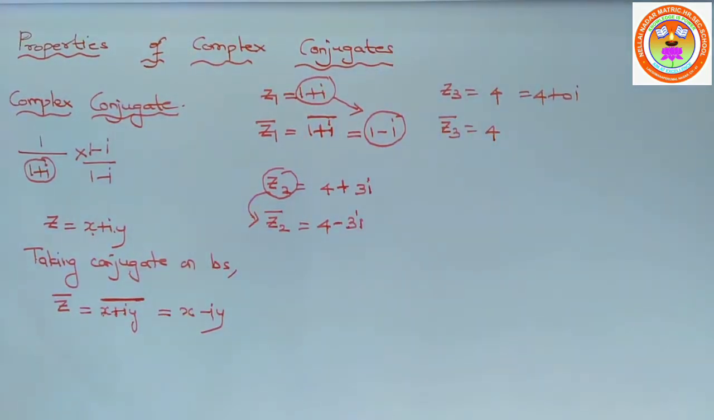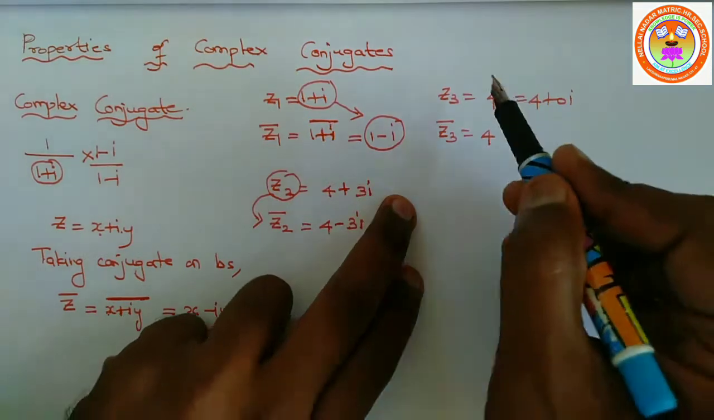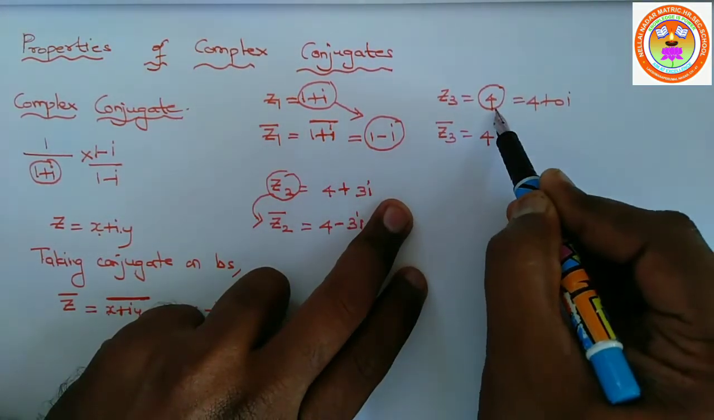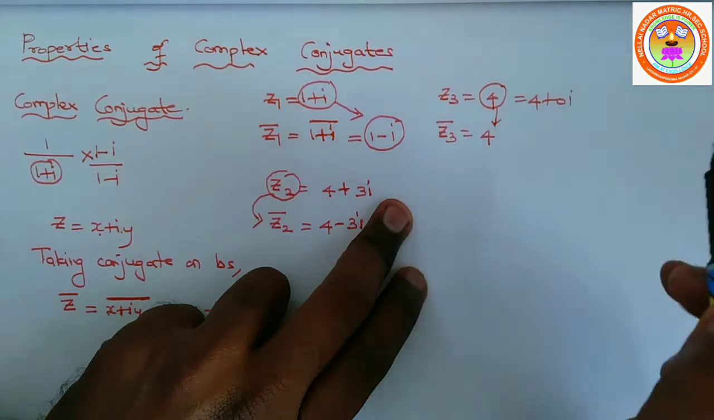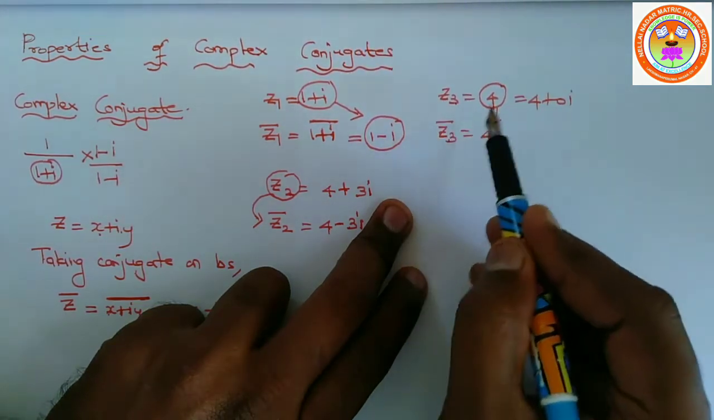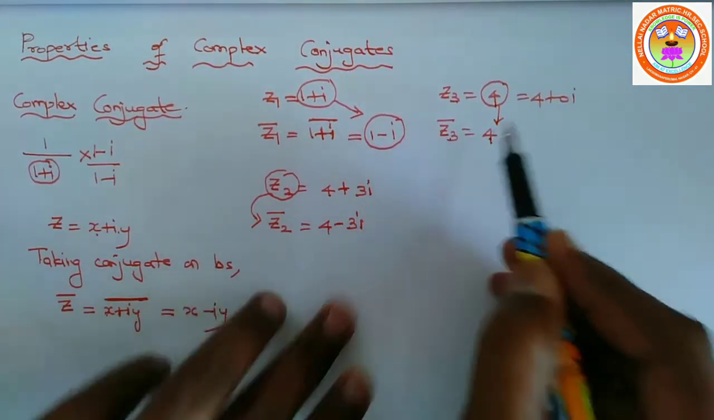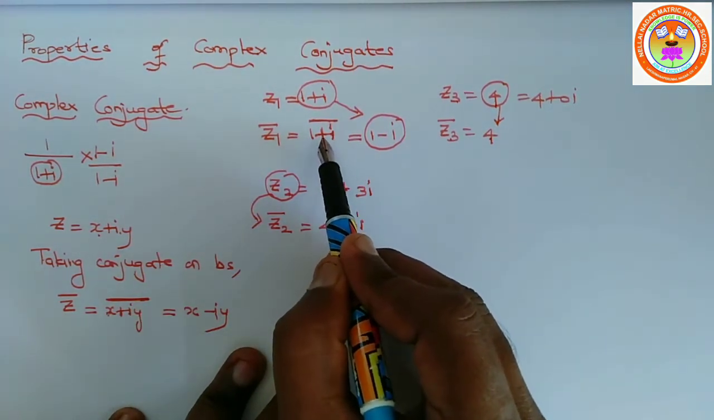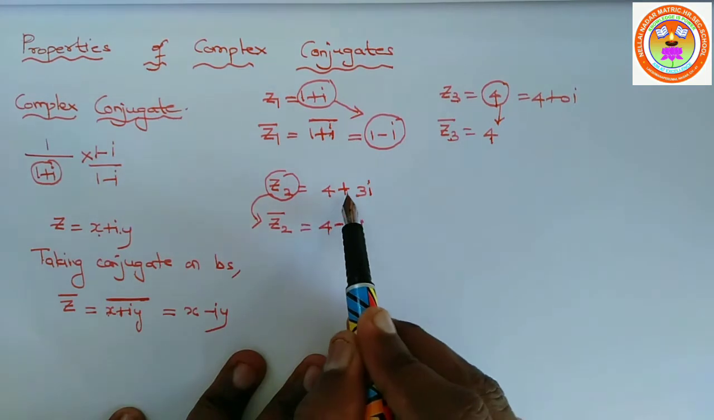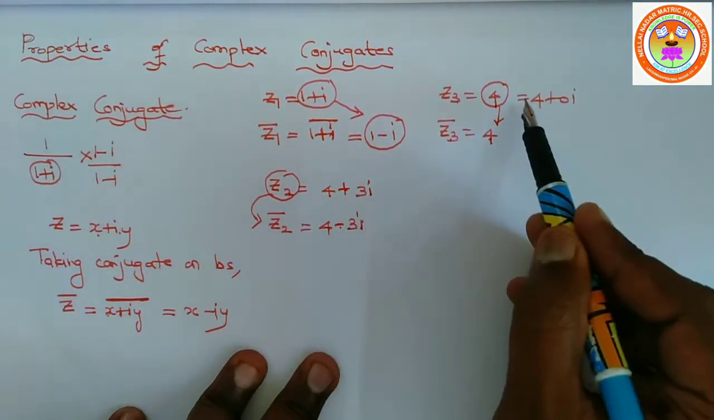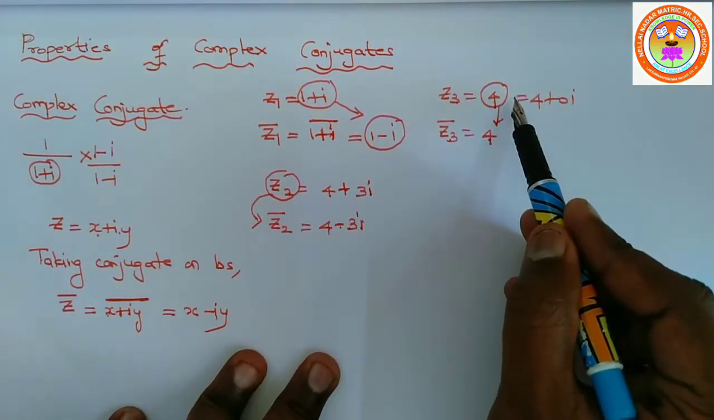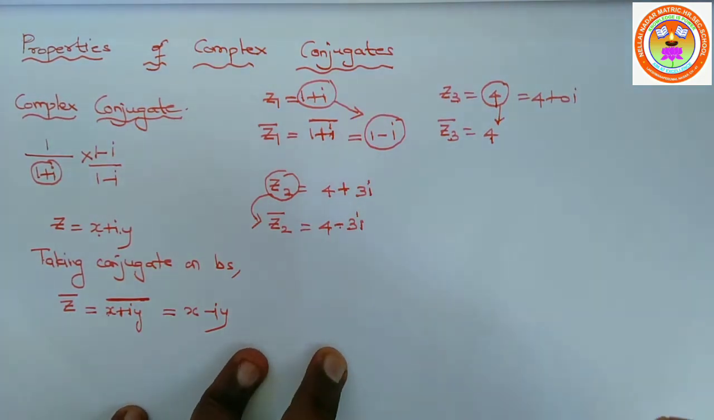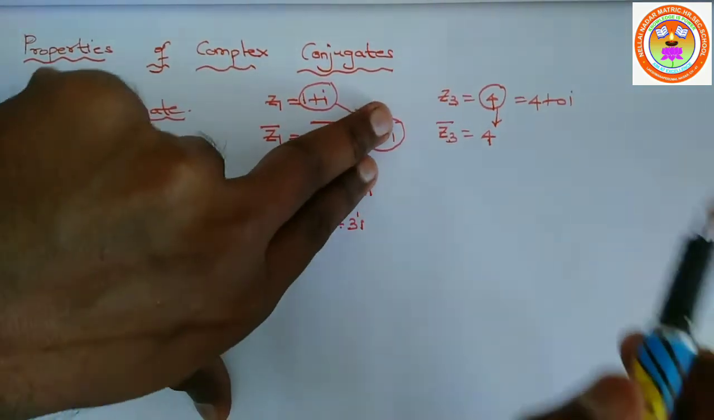I need to write it as it is, because for any real number, if you do the conjugate, the answer is going to be the same. Z3 conjugate is Z3 bar. 4 conjugate is 4. Why? We are going to change only the sign of the imaginary part. Plus i means minus i. Plus 3i means minus 3i. There is no imaginary part at all, so I can't change the sign. So 4 remains 4. You need to learn this important thing, very very important.